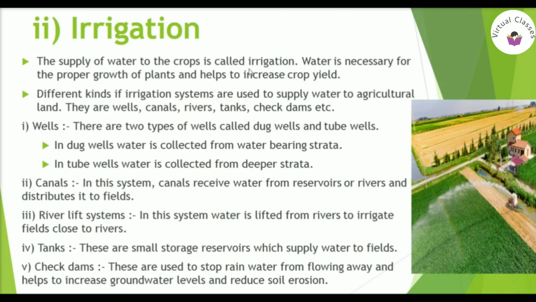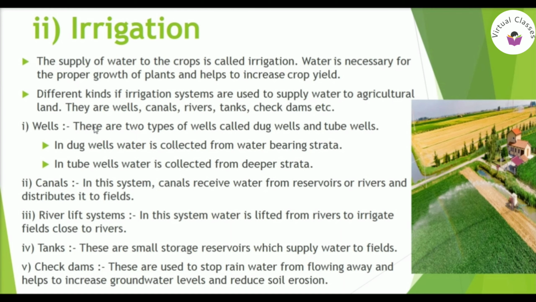Moving towards irrigation. The supply of water to the crops is called irrigation. Water is necessary for the proper growth of plants and helps to increase crop yield. Different kinds of irrigation systems are used to supply water to agricultural land. They are wells, canals, rivers, tanks, check dams, etc.